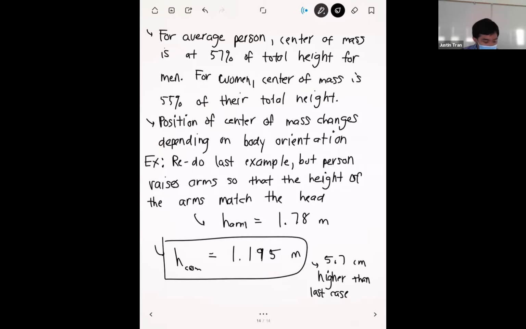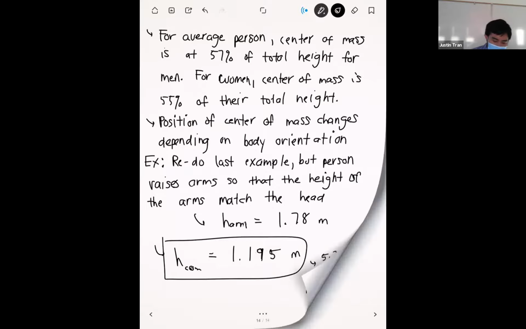All right, any questions on this? Okay, pretty straightforward, center of mass. Okay. All right, and so now let's review the ideas of displacement, velocity, and acceleration.